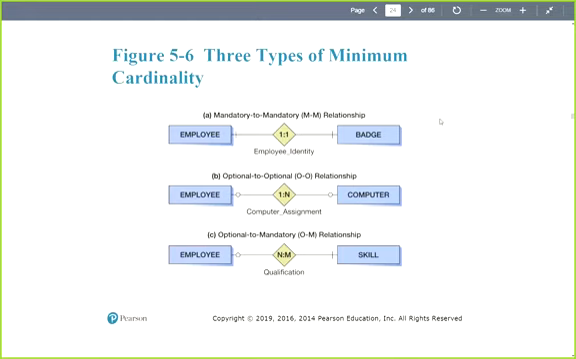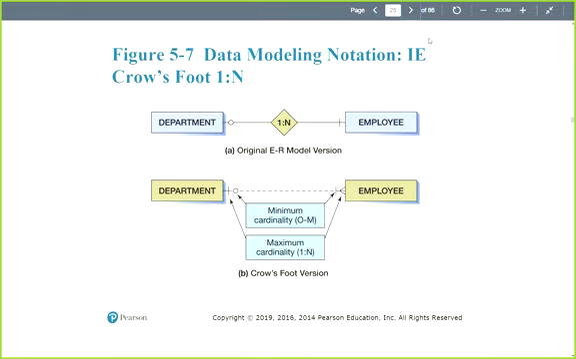Similarly, an employee needs to have at least one skill. A skill does not necessarily need to be possessed by any employee in part C of our example. Right? So this is minimal cardinality. Using the same concept, we have minimal, we have maximum cardinality. So extending from minimal to maximal, we have this example here that you have a department and employee.